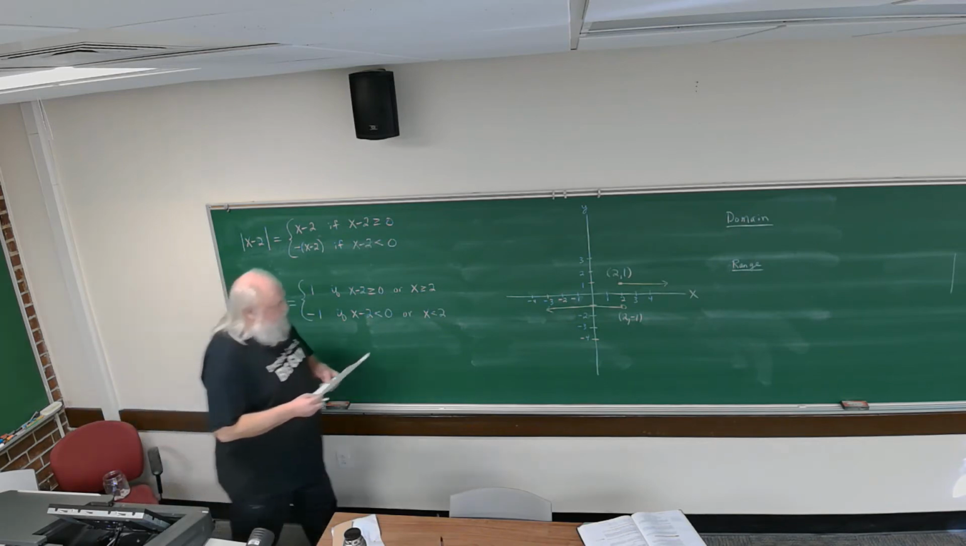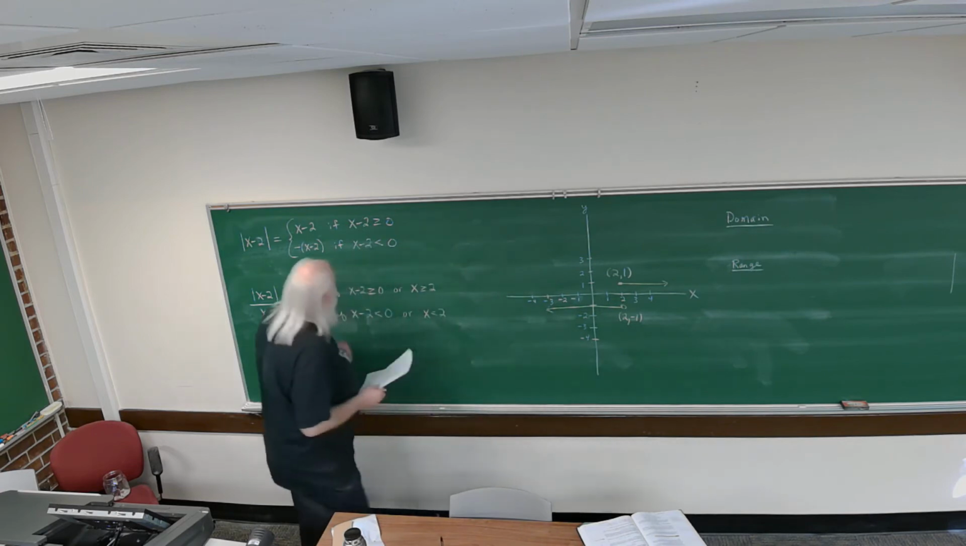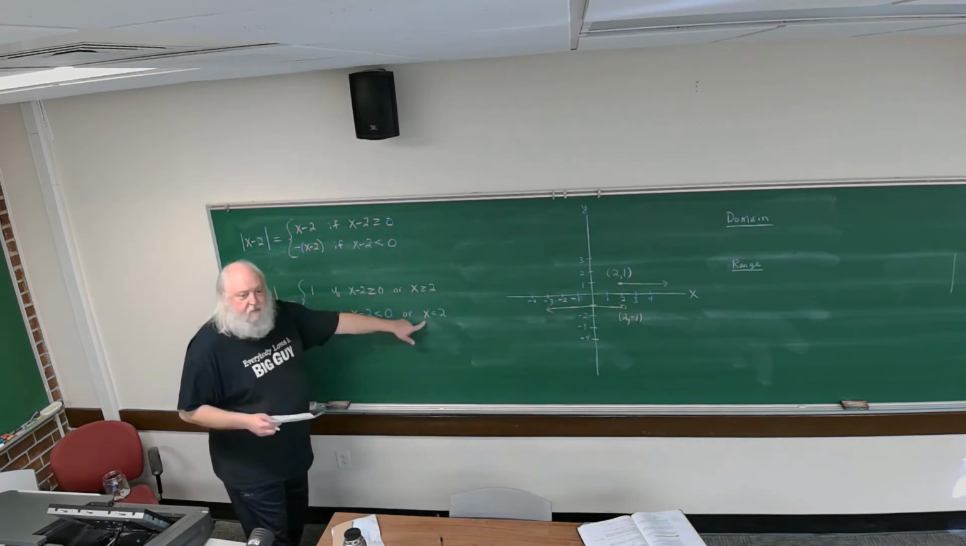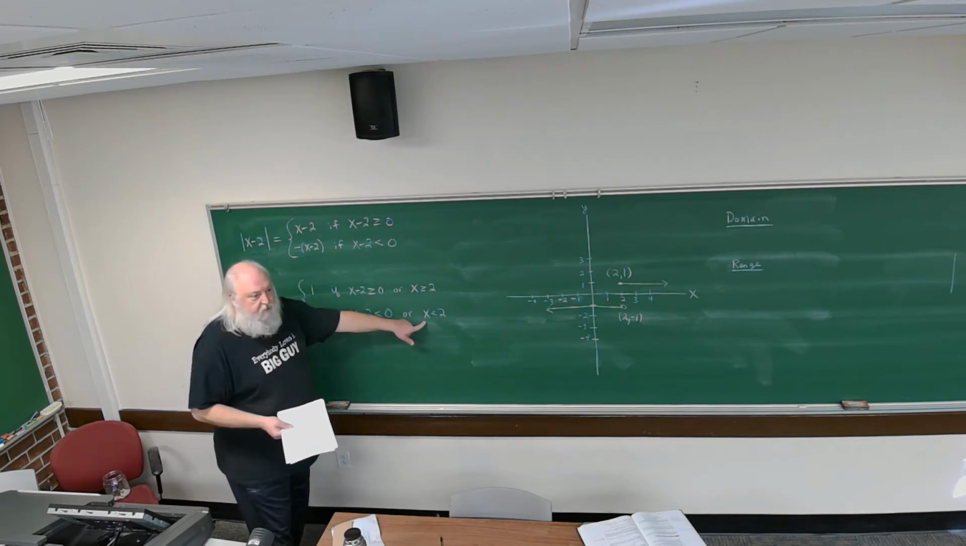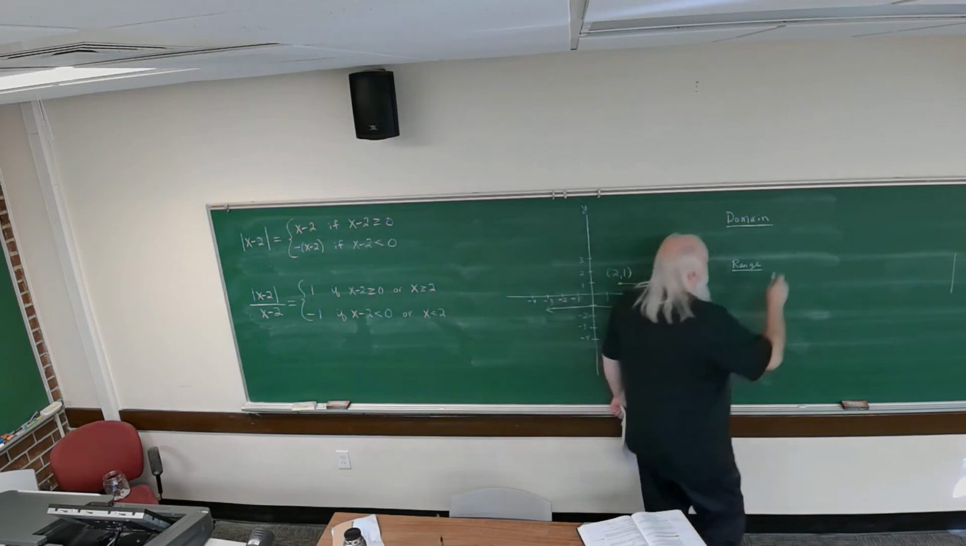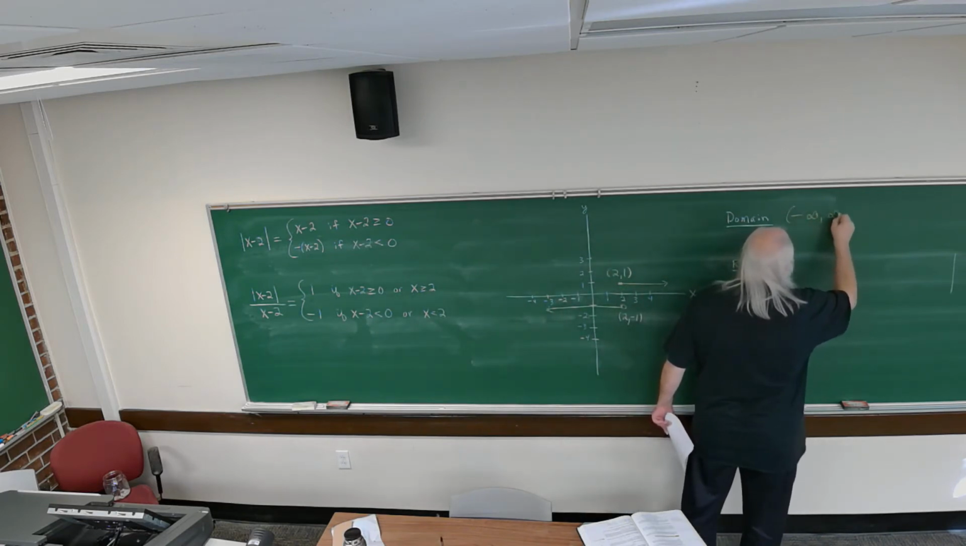All right, what's the domain? Well, when you join x greater than or equal to 2 and x less than 2 together with the union symbol, you get all real numbers. So the domain is all real numbers.